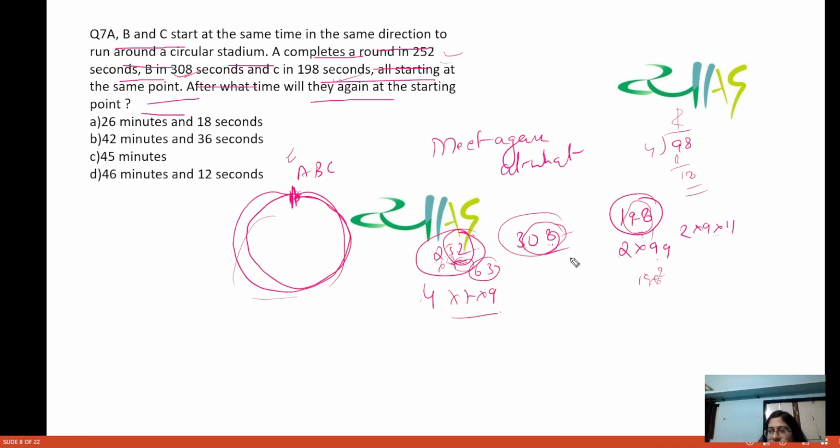इसको भी 4 से divide करिए, so 4 7s are 28. So 77 into 4, you have 4 7s are 28, 7 11s and 4 and 2 9s and 11.